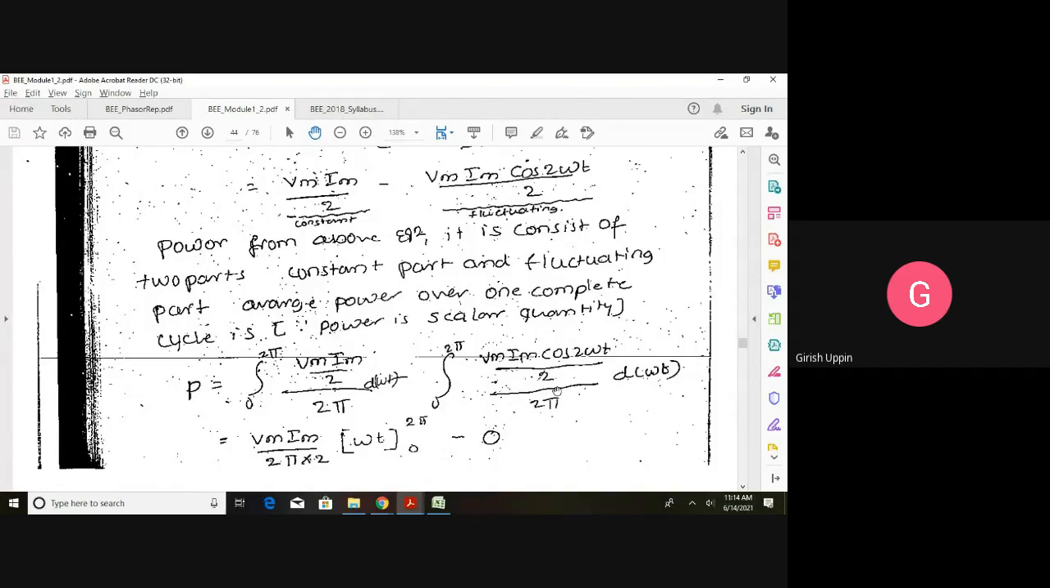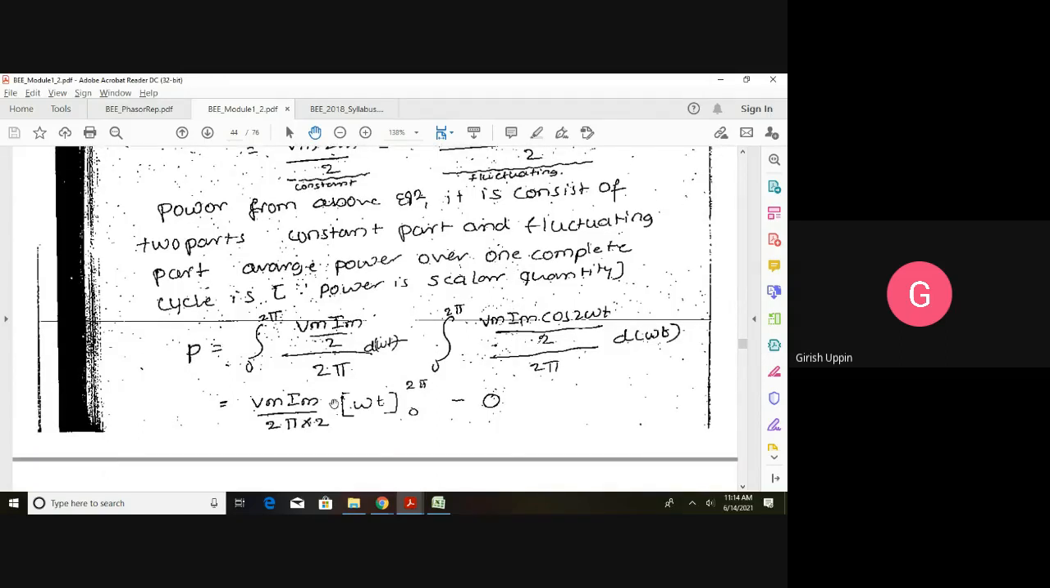If you do this integration and simplify, you get the value as 0. The fluctuating part has its positive cycle and negative cycle exactly the same, so the average power consumed over one cycle becomes 0 for this fluctuating part. And on this side, these are all constants: Vm Im divided by 2 pi into 2.